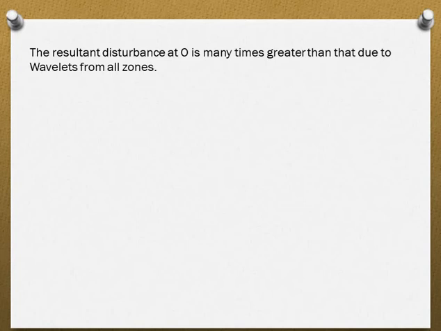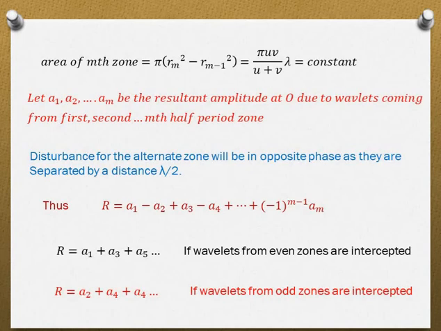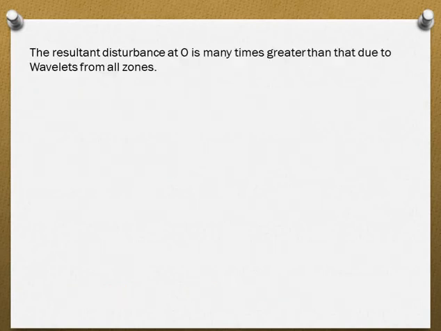Because if you watch the video on the half period zones, you will notice that if we do not block any of the zones, then the resultant disturbance at O will be proportional to A1 by 2. But here you can see that by just intercepting the wavelets from those zones, the resultant intensity is much higher.